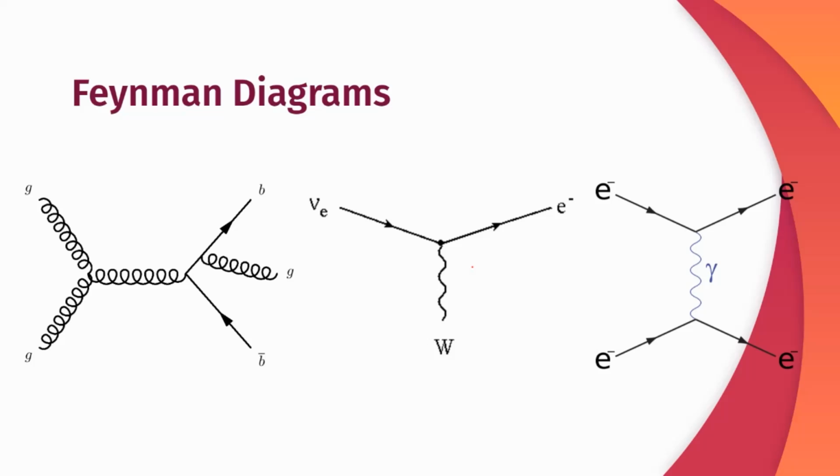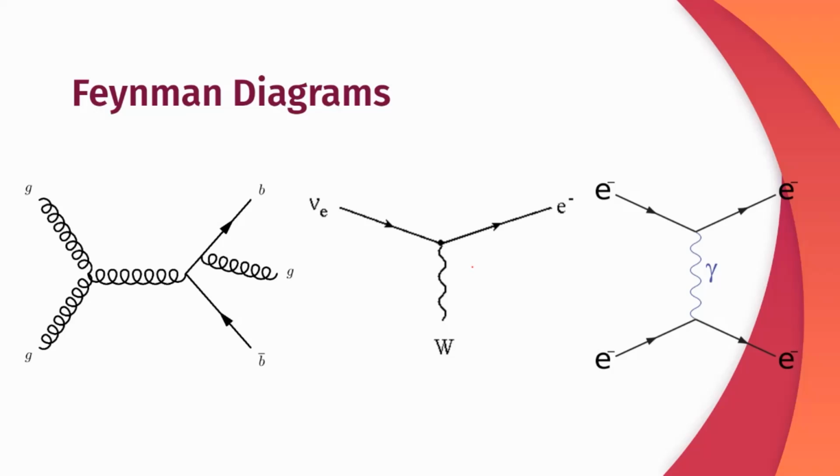So let's look at this first one on the left. So here we've got two incoming gluons, which are going to combine into one virtual gluon. And then that gluon is going to split off into a bottom quark, which is going to emit another gluon, and an anti-bottom quark. And so in this process, we just have two gluons going to a quark-anti-quark pair and another gluon. In this interaction, we're starting with an incoming neutrino.